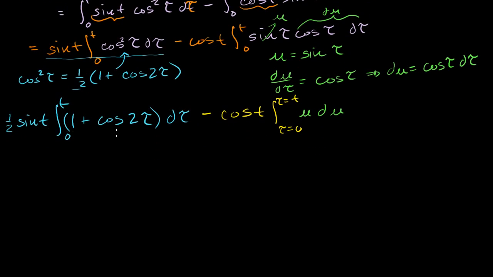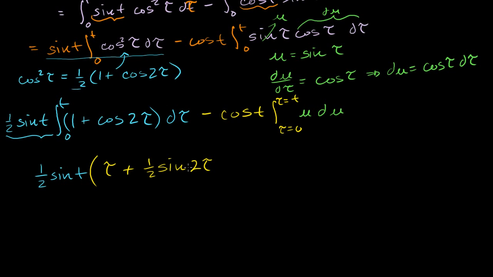So this integral right here, the antiderivative of this, is pretty straightforward. So what are we going to get? Let me write this outside part. So we have 1/2 times the sine of t. And now let me take the antiderivative of this. This is going to be tau plus 1/2 sine of 2 tau. I mean, we could have done a u substitution. We could have said u is equal to 2 tau. But I think you could do that from recognition. And if you don't believe me, you just have to take the derivative of this.